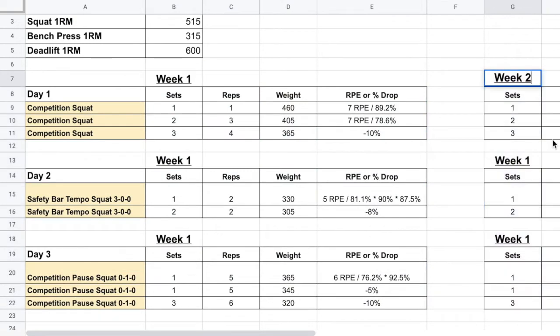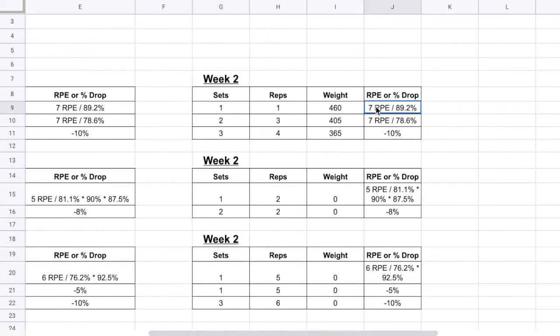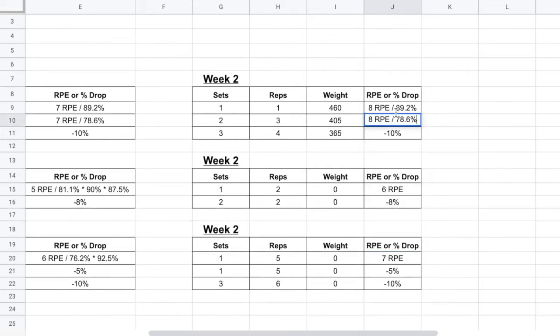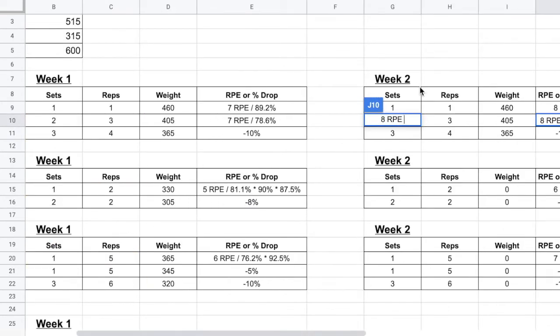week 2, everything's upping a little. Maybe now this is going to 8 RPE. This is going to 6. This is going to 7. Our goal is to be coming back around and performing optimally on this day right here. So we are trying to structure everything so we feel like we recover.